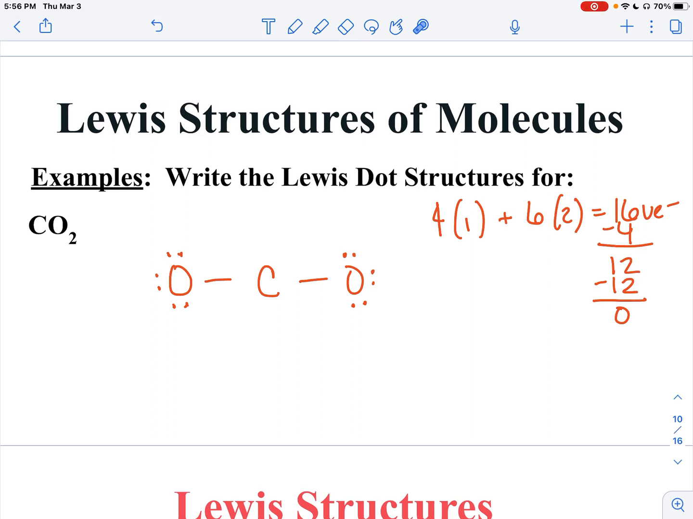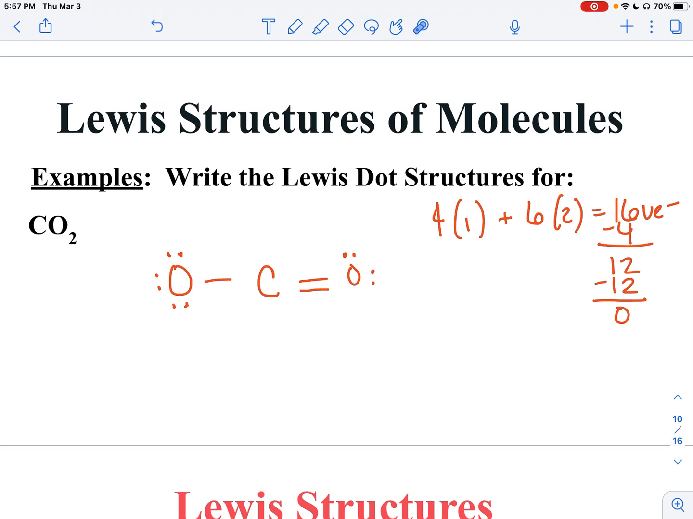So what you can do is take one of these pairs on oxygen, because remember that oxygen has the lone pairs, but a bond is also made up of 2 electrons. So we can take those 2 electrons and make them a bond. Now that bond is shared between carbon and oxygen. So now oxygen still has 8.